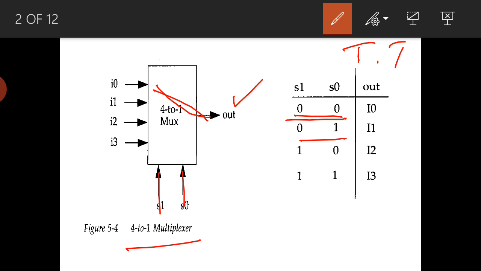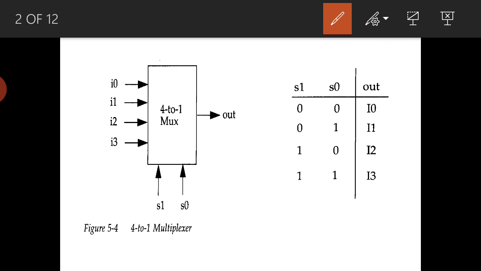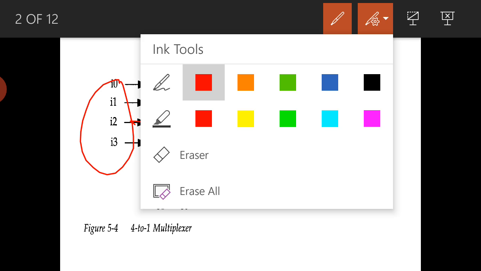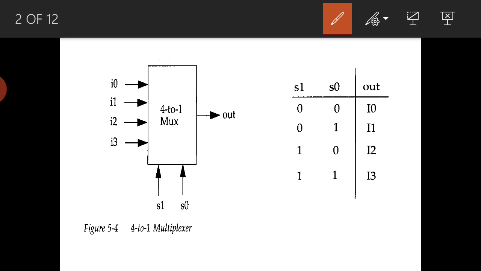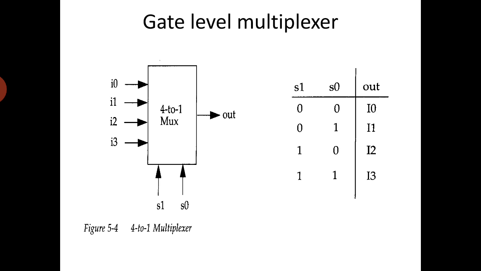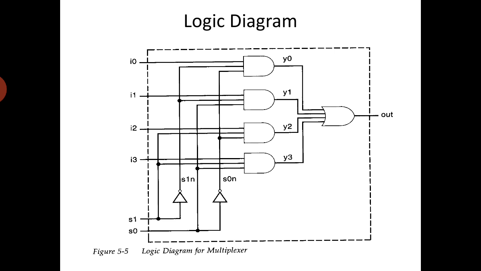If the select lines are 0 1, then I1 will be assigned. If they are 1 0, I2 will be assigned, and if they are 1 1, then I3 will be assigned. So depending upon the select line, any one of the input signals will be assigned to the output. This is the working of the multiplexer. There are 4 inputs and 1 output here. So how do we write the gate level modeling for this 4:1 multiplexer?